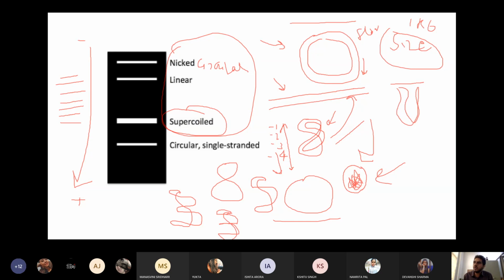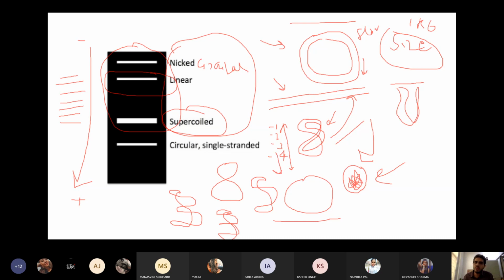But when we are talking about our vector, the plasmid, its size is a bit smaller. So in that case, generally we are having these three types of conformation in your plasmid. Either it is going to be nicked or it is going to be supercoiled. If you have treated with the restriction enzyme, then it is going to become linear.